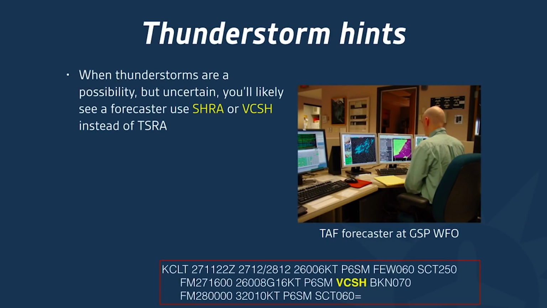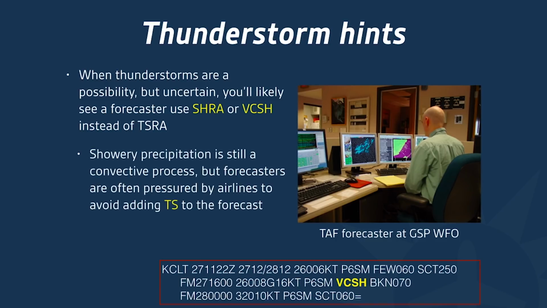And so here's a few thunderstorm hints that I want to present to you. First of all, when thunderstorms are a possibility, but a little bit on the uncertain side, a lot like the image I showed in the previous slide, you'll likely see a forecaster use rain showers or showers in the vicinity instead of thunderstorms and rain.